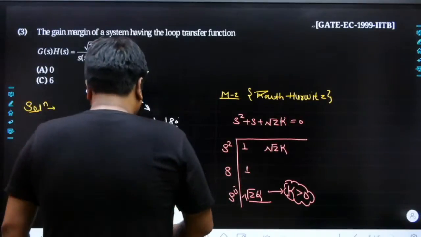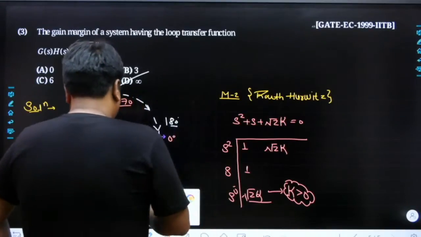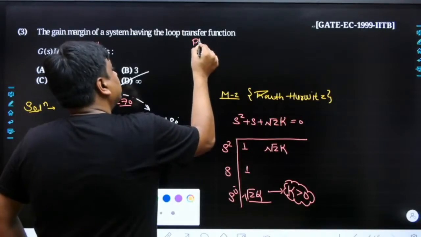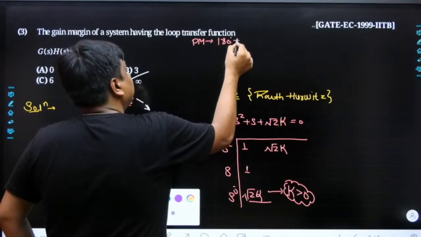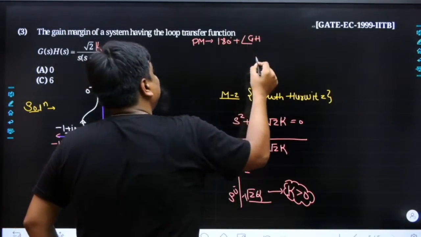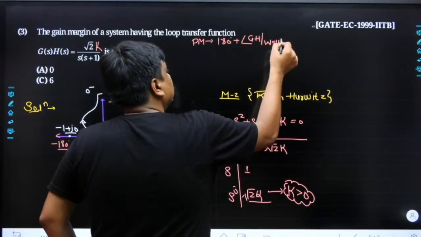So let me do one thing. Let me introduce another problem within the same, and that is the phase margin. How is the phase margin defined? It is defined as 180 degrees plus the angle offered by the system, G(jω)H(jω), at ω equals ωgc.